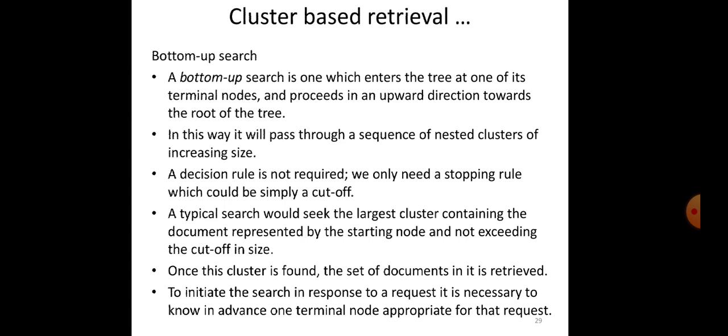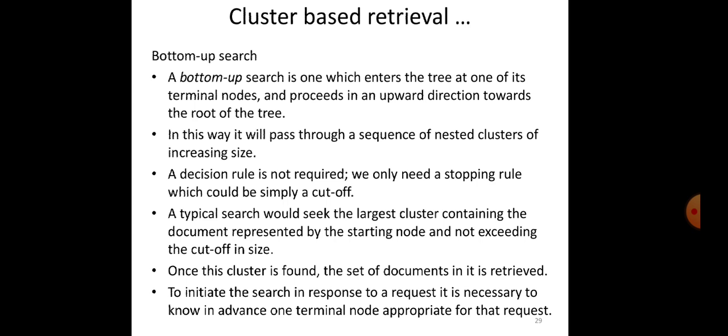In this way, it will pass through a sequence of nested clusters of increasing size. Here, a decision rule is not required. We only need a stopping rule, which could be simply a cutoff. Here, a typical search should seek the largest cluster containing the document represented by the starting node and not exceeding the cutoff in size. Once that large cluster is found, a set of document in it is retrieved.